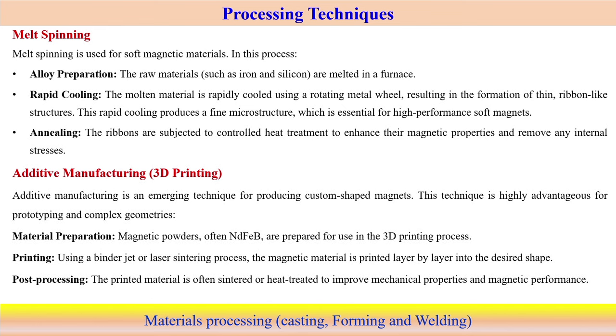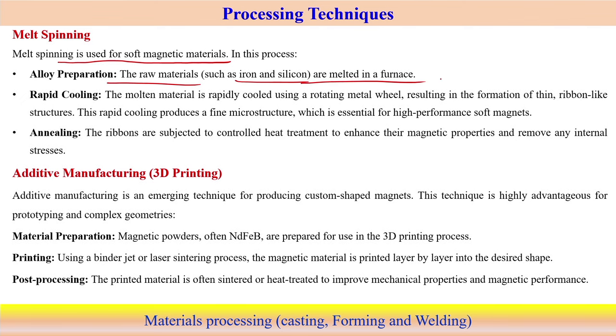Now there is another processing technique also, melt spinning. Melt spinning is actually used for soft magnetic materials. So if you remember, this process is very applicable in the case of soft magnetic materials. In this operation, first the alloy preparation is there. Raw materials, for example iron and silicon, are usually used for soft magnetic material, and they are melted in a furnace.